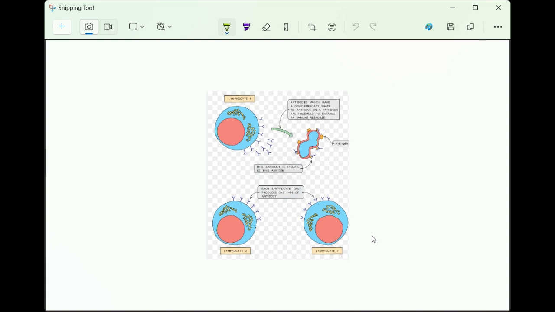So this is how vaccination also works. In vaccination, a pathogen that's dead or weak is introduced to your body. Your lymphocytes will then produce antibodies specific for that. And the memory cells will remember how to make the antibodies. So that means the next time the pathogen enters your body, the lymphocytes already know which antibodies to use to destroy them.